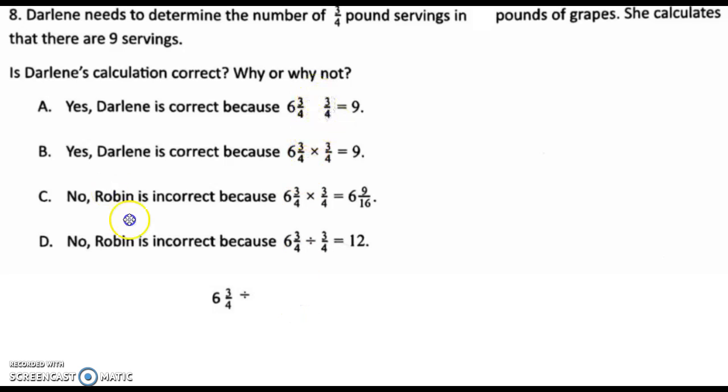Now, if you look at that first answer that I just borrowed these numbers from, she had to set it up right. We just have to figure out, does it actually equal 9? Because this one says it equals 12, this one says it equals 9. So we know it's going to be one of these two, A or D. Now, how do we do this? We have 6 3/4 divided by 3/4.